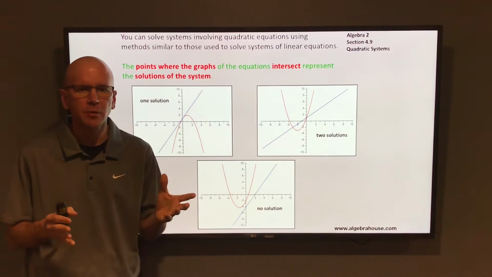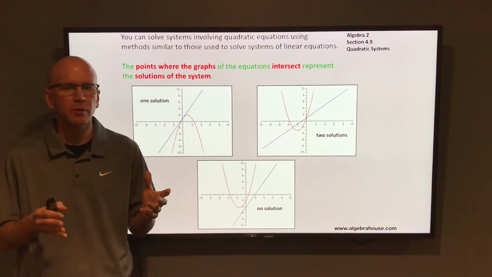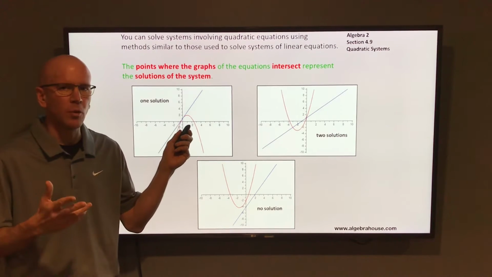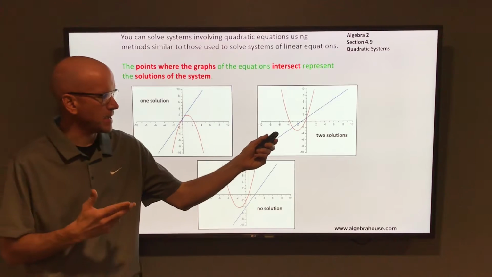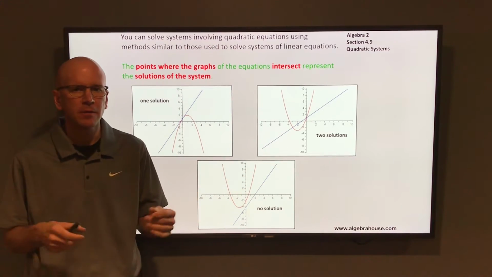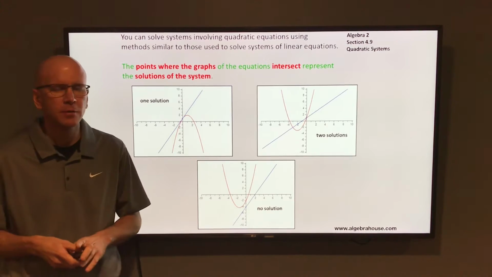So if you have a linear quadratic system, a solution is where the straight line hits the parabola. The straight line may hit the parabola in 1 point, one solution, may hit the parabola in 2 points, two solutions, or they may not intersect at all, and that would be a case where there is no solution.